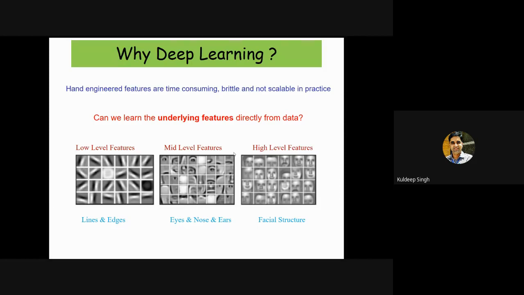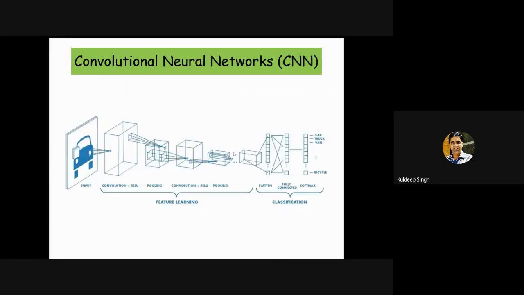Once we are able to compute these high level features, we can easily apply any classification algorithm on them, and it is easy to classify. That's the brief overview of the convolutional neural network, which is a combination of convolution and pooling layers.